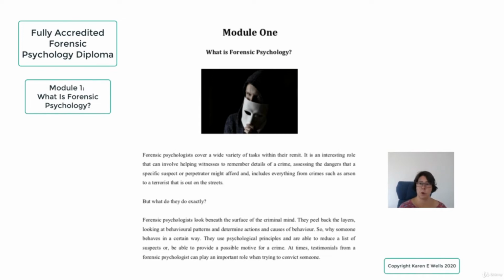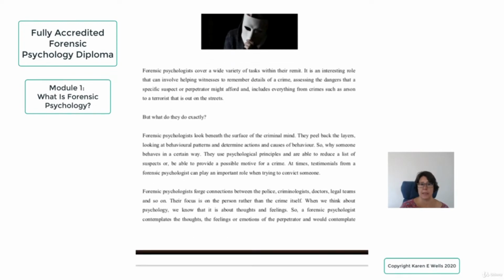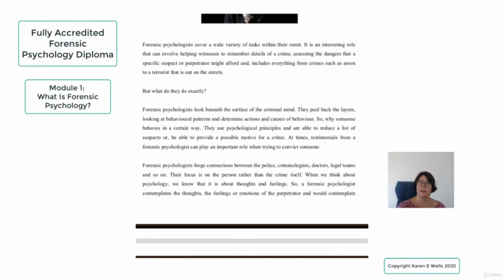So let's move into Module 1, which is all about what is forensic psychology. Now, forensic psychologists cover a wide variety of tasks within their remit or within their work. This is an interesting role. If you do psychology anyway, you'll be branching out into another area of it, or if it's for your own self-development, then you'll be learning a lot here. But it can involve helping witnesses to remember details of a crime, assessing the dangers of a specific subject or perpetrator. So let's have a look at exactly what forensic psychologists actually do, because if you're using this as a career step, of course, you'll be looking for that yourself.